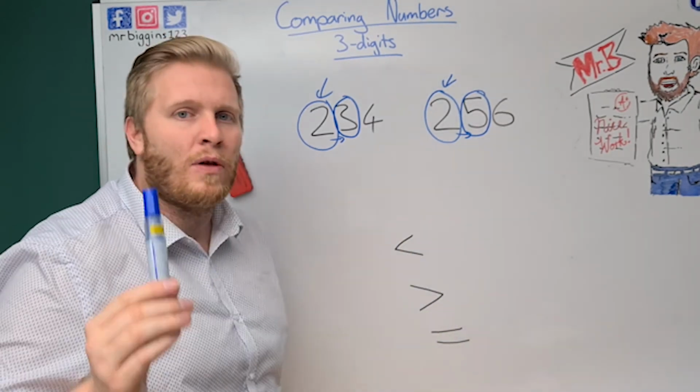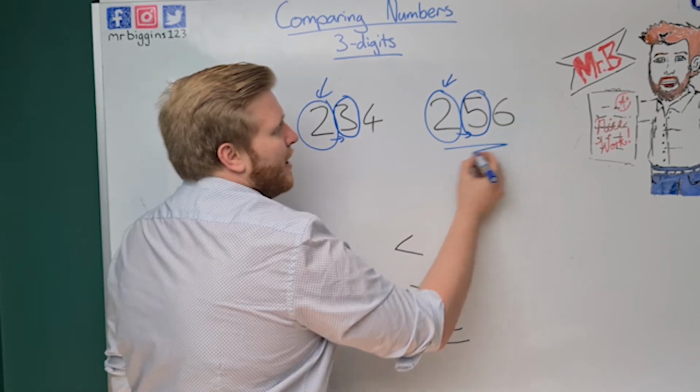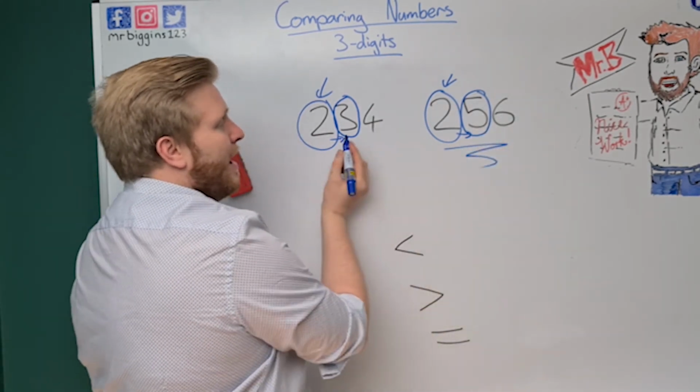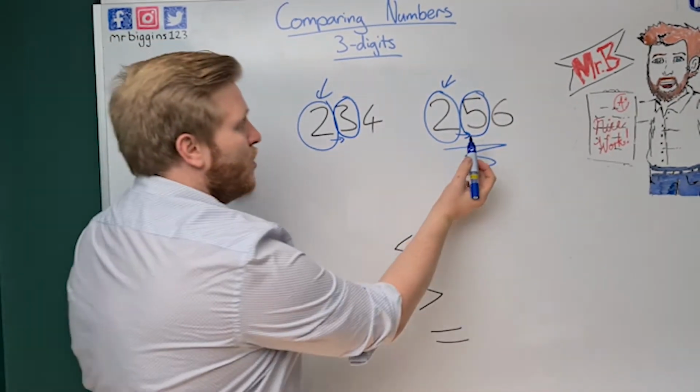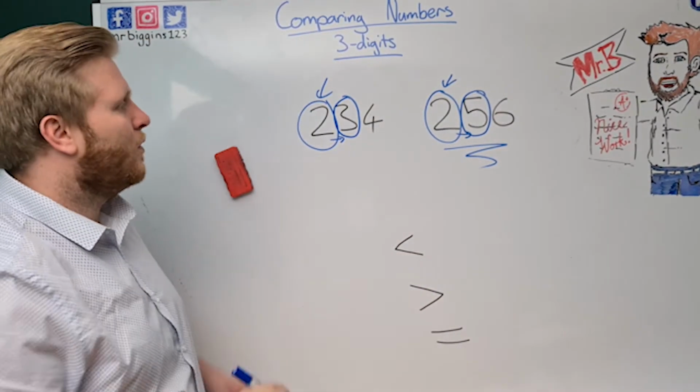So if I'm looking for the biggest number, which of these is bigger? This is my bigger number because 5 is bigger than 3. So 256 is bigger than 234, okay?